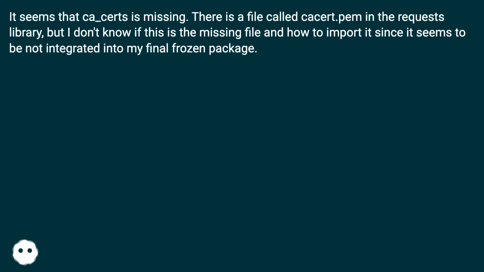It seems that some file is missing. There is a file called cacert.pem in the requests library, but I don't know if this is the missing file, and how to import it, since it seems to be not integrated into my final frozen package.